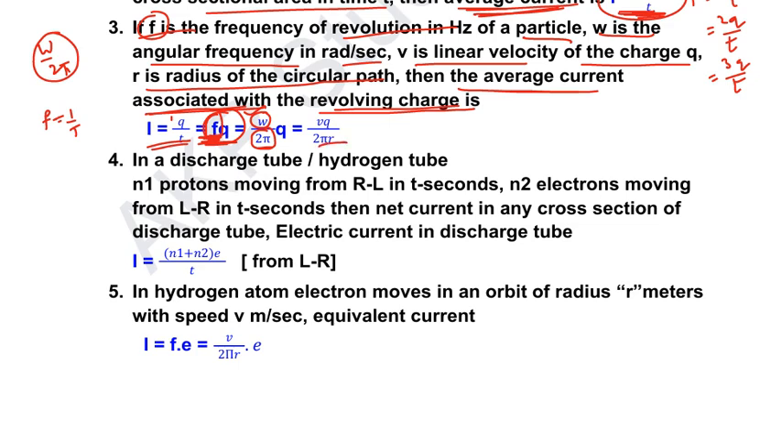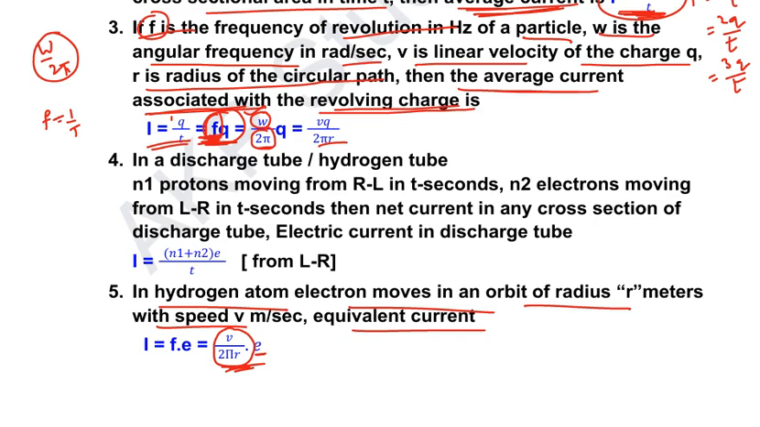And this formula I have written from here. In a hydrogen atom, an electron moves in an orbit of radius r meters with a speed v meter per second. The equivalent current is f into e, and this frequency can be written as v by 2 pi r, so you will get v by 2 pi r into e. The same I have written here. q is nothing but the charge of an electron, so e came here.